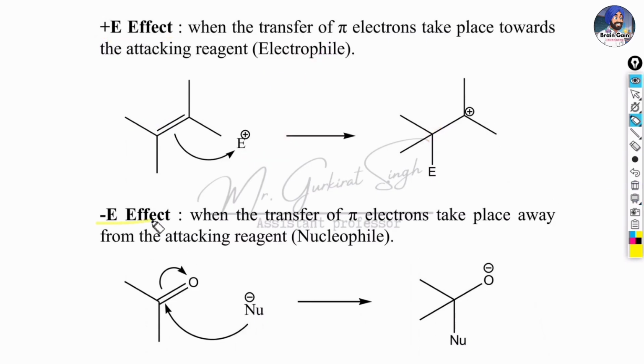Next, let's move to the minus E effect. Minus E effect or negative E effect is completely opposite of the plus E effect. Let's take the example of a carbonyl compound. Here we have one highly electronegative atom, due to which the pi electrons will jump toward the oxygen. Let me draw this figure for you. Because the pi electrons shifted toward the oxygen, oxygen will attain the negative charge.